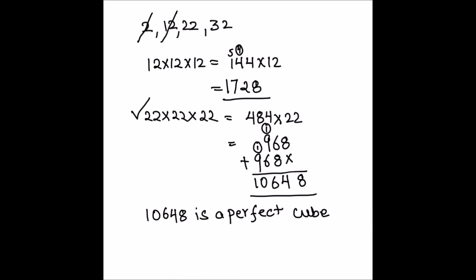So this whole solution we are going to show to justify our answer. This is how we prove that 10,648 is a perfect cube. So this is the final solution to our question number 5. Let's move on to our next question, which is question number 6.